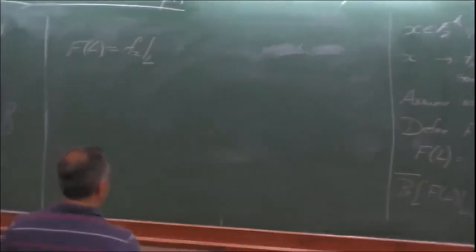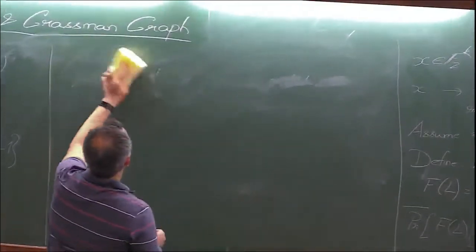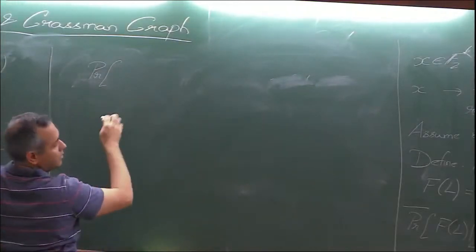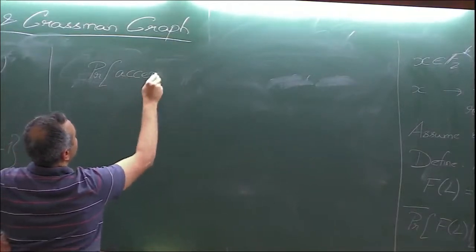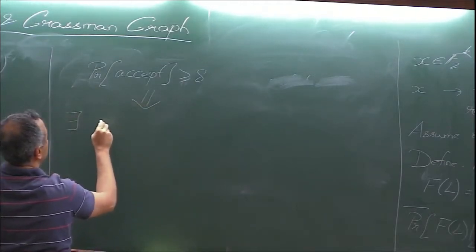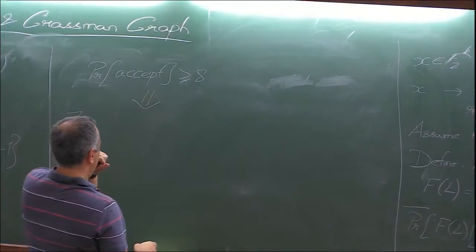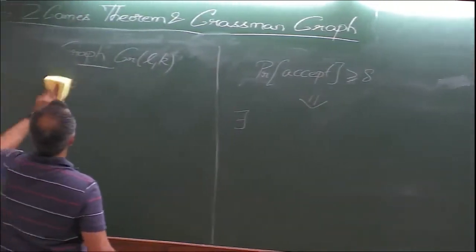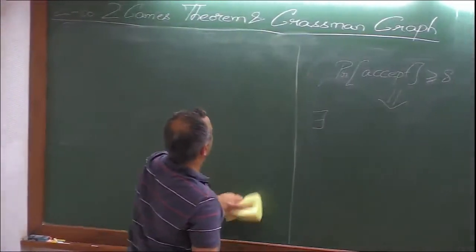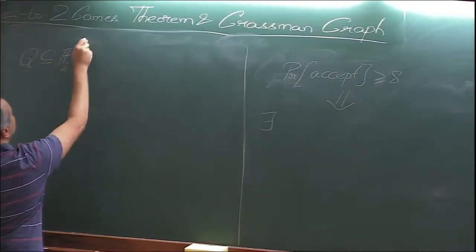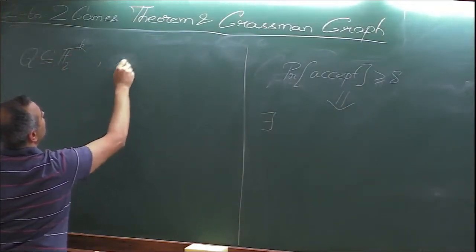So the best we could hope for is the following sort of theorem. If the probability of accept is greater than delta, then there exists this one. Let me define it. I'm going to generalize these counterexamples. If Q is some subspace of F2 to the K, think of the dimension of Q as some constant.